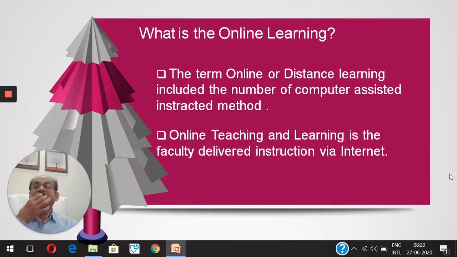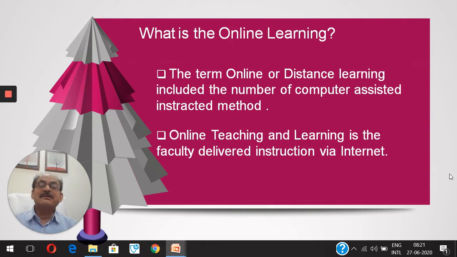My dear participants, what is online learning? This is a very important and very simple terminology, and I am going to share a very simple definition with you. The term online or distance learning includes a number of computer-assisted interactive methods. If you see the online terminology, it means that you are in one location and the other person is in another location, but connected through the internet, through the computer. These are the different types of systems called online systems or distance learning systems.